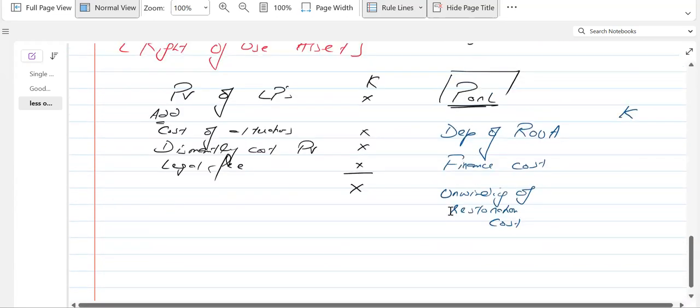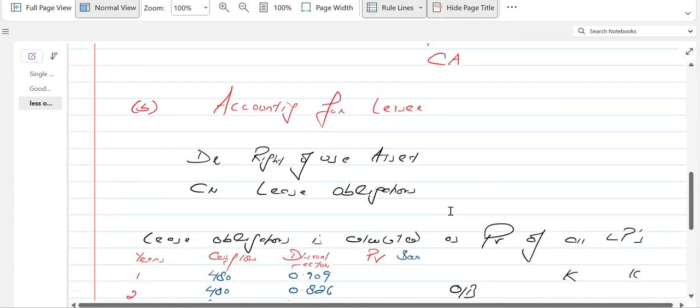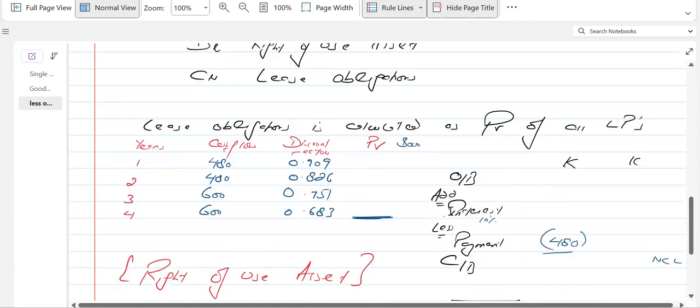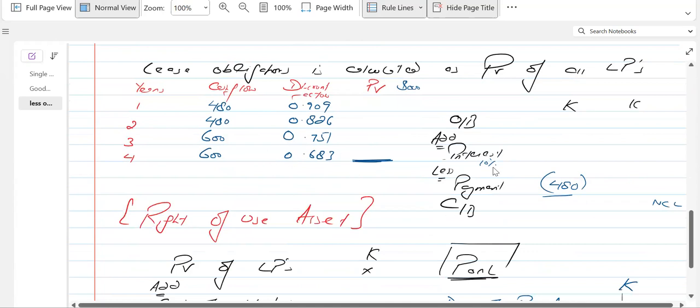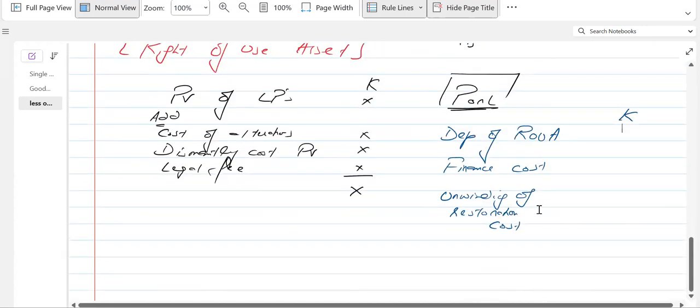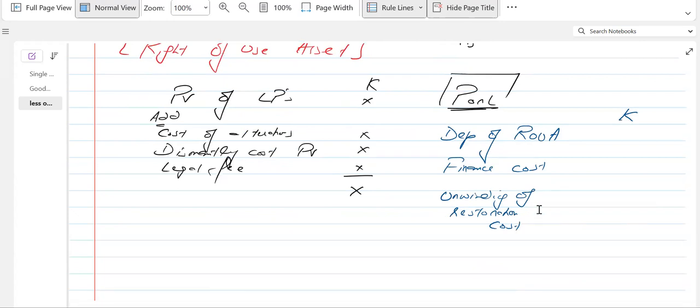So this is the answer to part B, how the lessee is going to record the asset. The lessee will record the asset: debit right of use asset, credit lease obligation. This is the initial double entry. The lease obligations are calculated as follows, and then the subsequent treatment is this. The right of use asset is initially recorded at this amount, and then the subsequent treatment is charging the depreciation of the right of use asset.